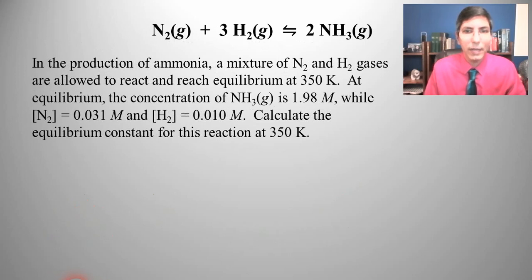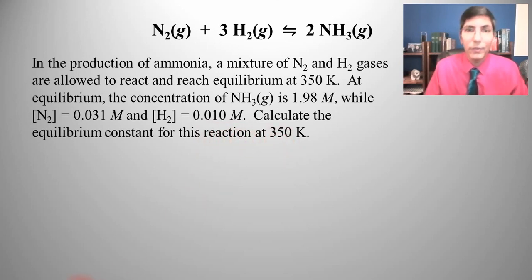Now let's calculate an equilibrium constant. And we're going to use this same reaction. And here we're producing ammonia. It says a mixture of nitrogen and hydrogen gases are allowed to react and reach equilibrium at 350 kelvins. At equilibrium, the concentration of ammonia gas is 1.98 molar, while nitrogen equals 0.031 molar, and hydrogen equals 0.010 molar. Calculate the equilibrium constant for this reaction at 350 kelvins.